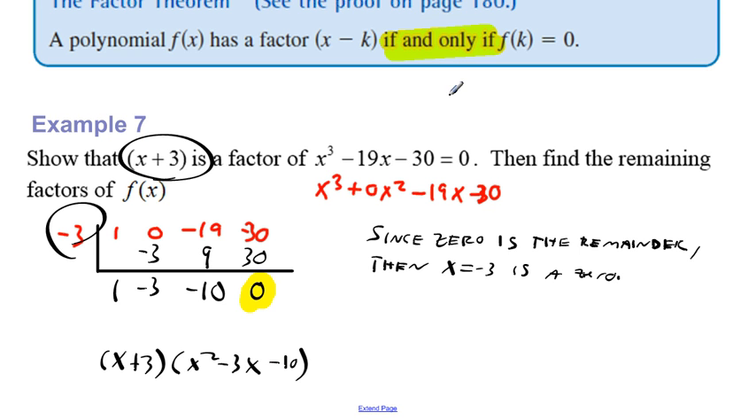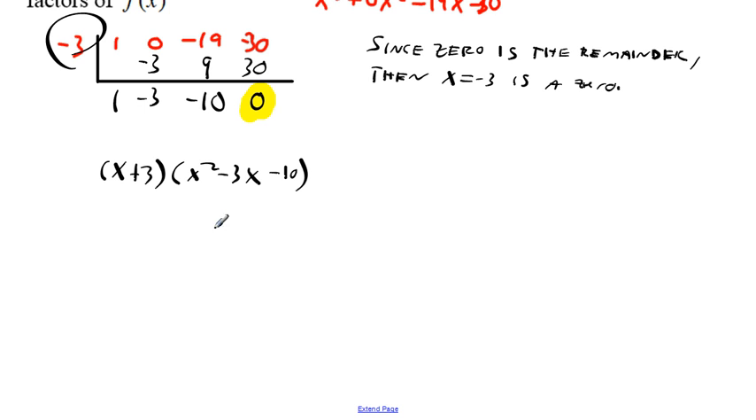Okay? And then it says, then find the remaining factors. Well, we know how to factor a quadratic like this. We can do that easily then. So we have x plus 3, and then this is going to give us x minus 5 and x plus 2. And now we have all the factors of our polynomial.